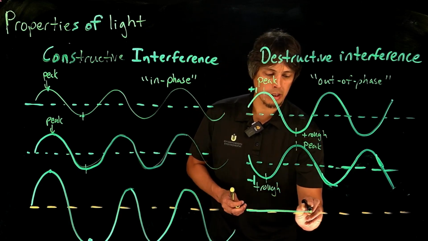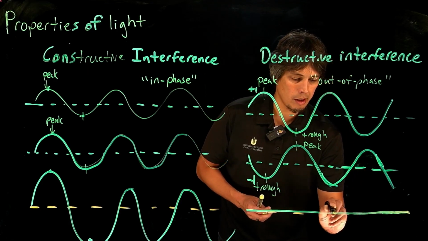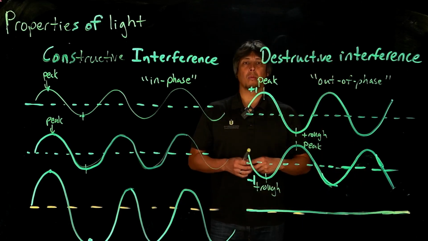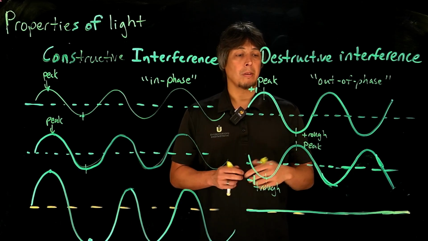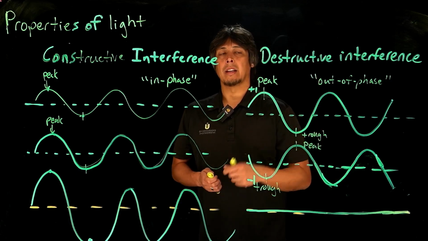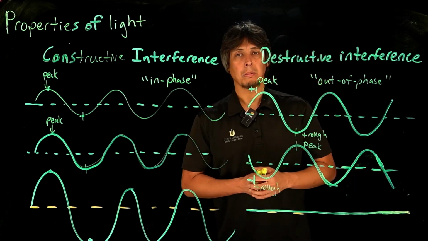You're just going to get a straight line. Those amplitudes are going to completely cancel each other out, so the wave that you get is not going to have any amplitude anywhere. It's going to be 0 everywhere. That is why we call that destructive interference, because it destroys the amplitude of the wave.